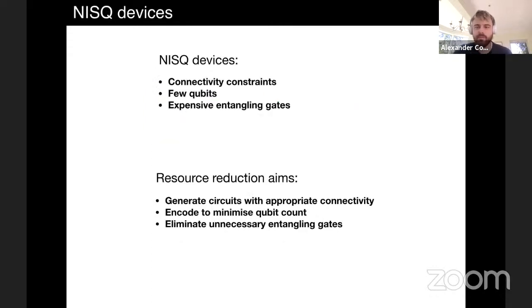So importantly, remember, we're running things on NISQ devices, so we have a bunch of pretty prohibitive limitations, and the aims of all of our compilation should be to try to adhere to these limitations. In particular here, we're going to try to remove unnecessary entangling gates. Entangling gates on NISQ devices bear a heavy cost. They are approximately an order of magnitude more error prone, and also take about an order of magnitude longer to perform.